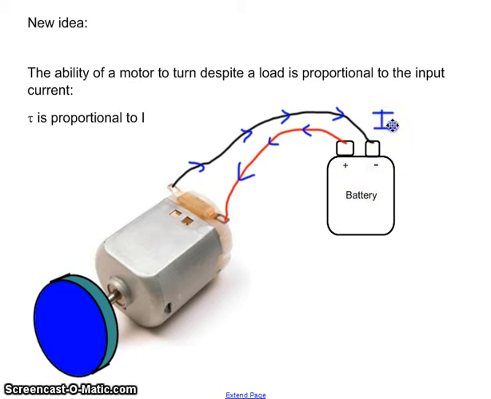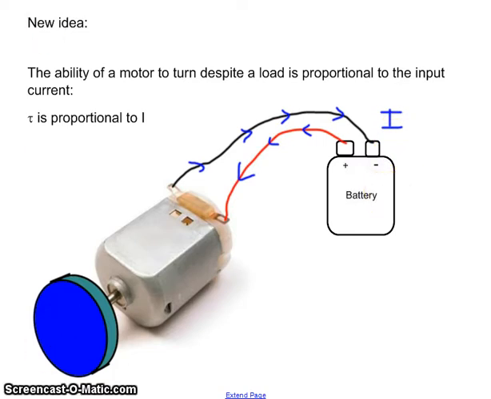The symbol I is used for current, and tau is used for torque. So if you need more torque, if you need to spin something that's a larger load, you're going to need more current for any particular battery. We know that the overall spin rate depends upon the voltage, but the power you need to turn against a load is really linked more closely to the current than it is to the voltage.